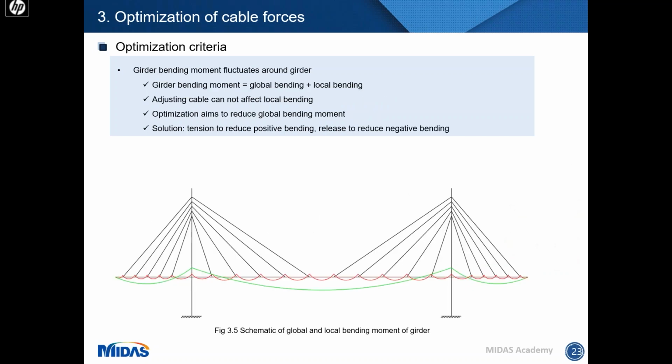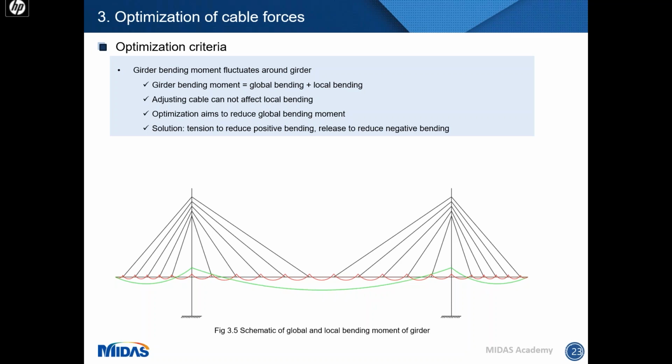The second criteria is about the girder bending moment. We want the girder bending moment as small as possible. To make it simple, we can say the girder bending moment is the combination of global bending and local bending. Figure 3.5 shows an example of global and local bending. The green line is the global bending, the red line is the local bending.